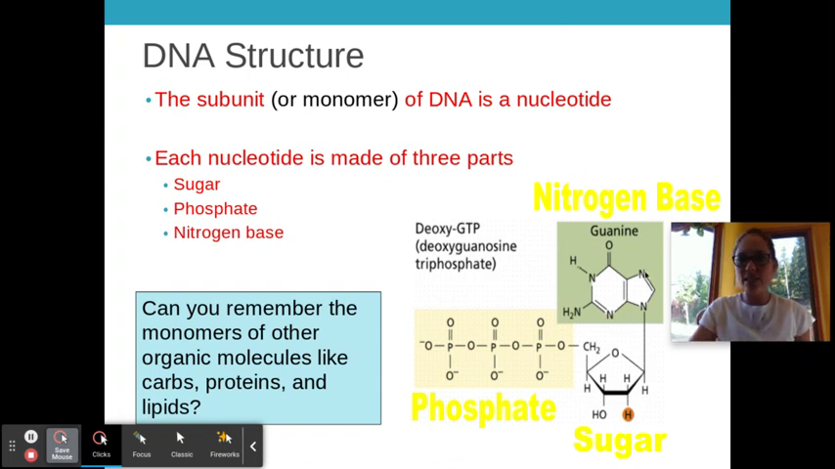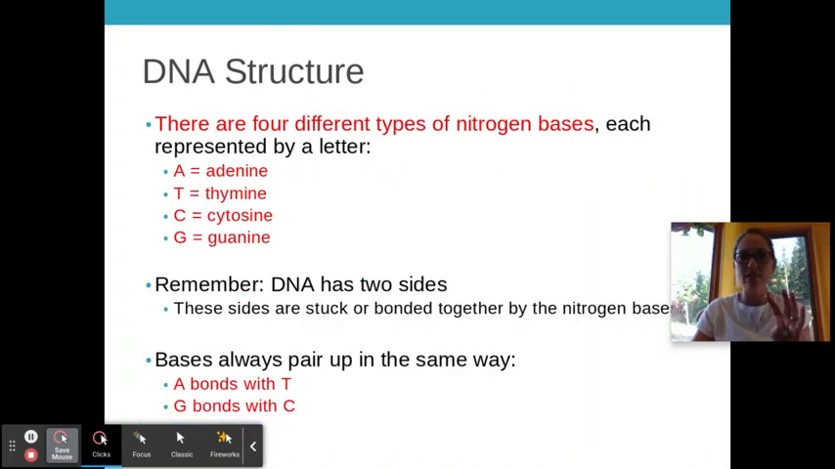Now, these bases here are really important. And there's 4 different bases found in DNA. And they are represented by letters. So if you ever see an A, that stands for adenine. If you see a T, that represents thymine. C stands for cytosine, and G stands for guanine. Now remember, we talked about the fact that DNA has 2 sides. And these sides are bonded together by 2 nitrogen bases bonding.